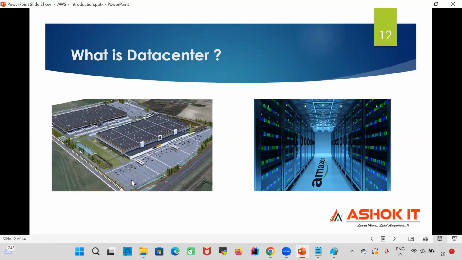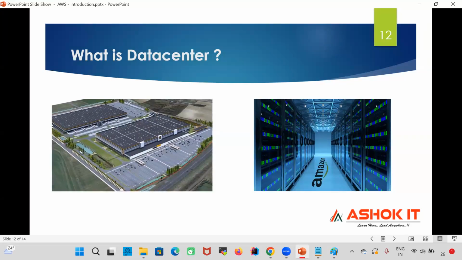The left side diagram represents the outside look of the data center which AWS is maintaining. The right side diagram represents the inside view of the AWS data center. So an AWS data center is a big building where AWS maintains its infrastructure and provides that infrastructure to companies from this data center. AWS maintains infrastructure in the data center to provide services for the companies, that is, cloud infrastructure.